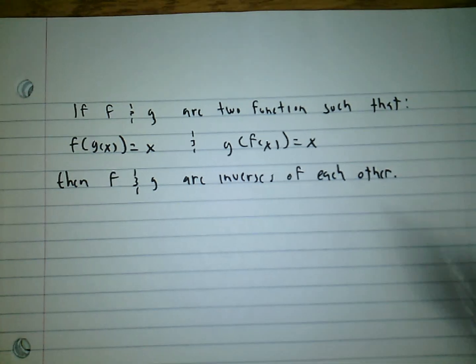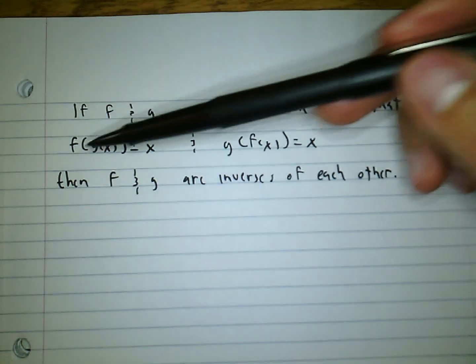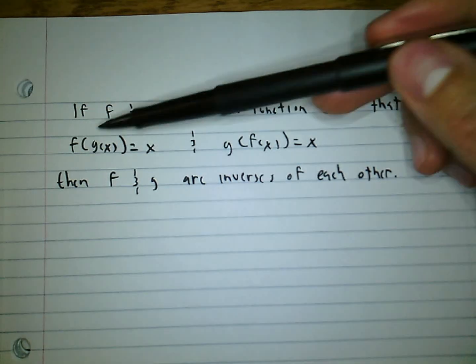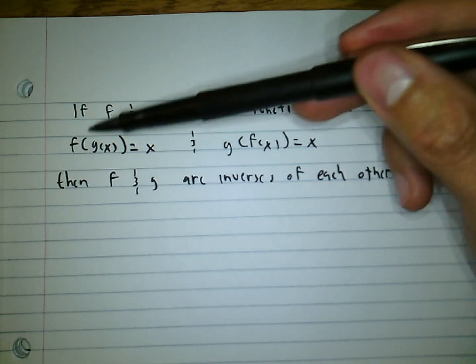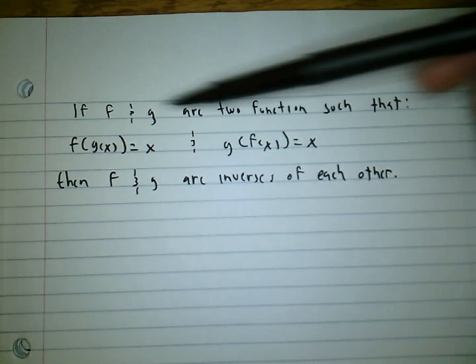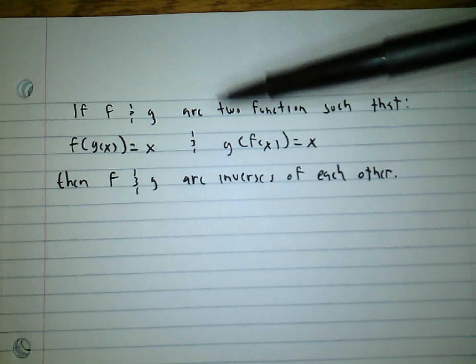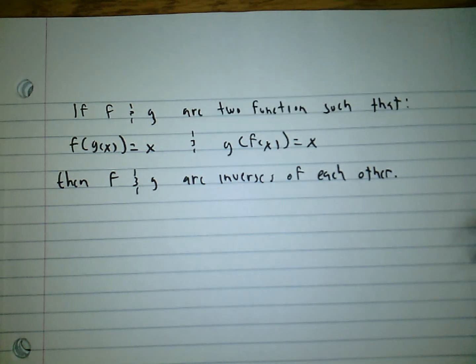Isn't that pretty cool? Think this through. It basically says, if you were to do a combination of the two functions, f of g of x, and notice how it says "and", so you have to do both. You have to prove that if both f of g of x and g of f of x give you x, then that means that they're inverses of each other. And I find this very interesting.